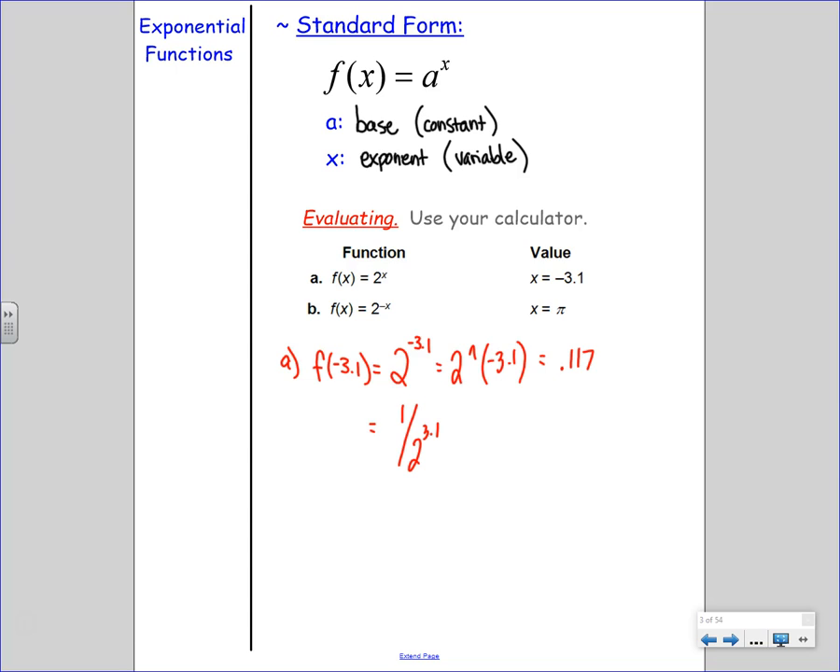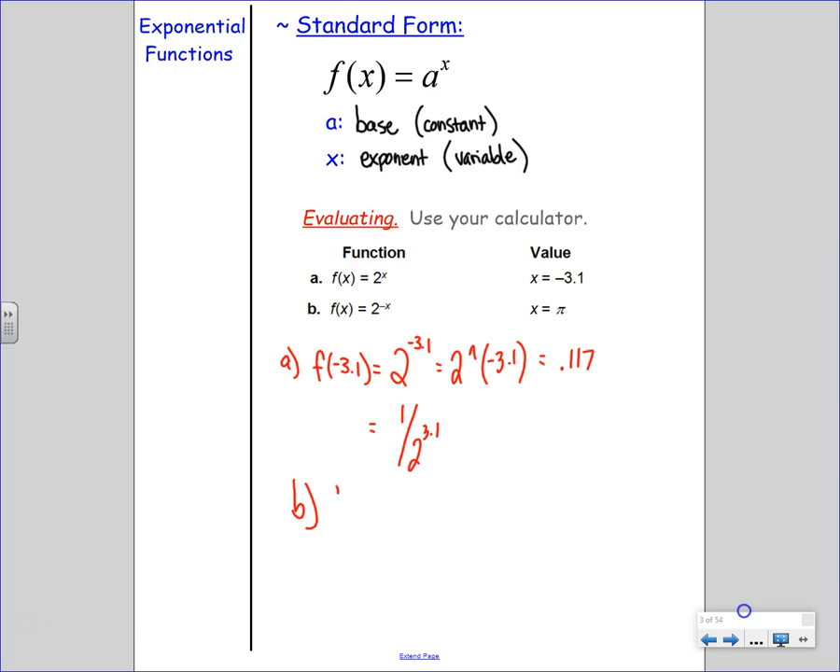8.574. Nice. So 2 to the power of 3.1 is 8 point something, a bigger number, except it's 1 over that, and so 1 over 8 point something, it's going to be a small number. 0.117. So when you have a negative exponent, it is going to be a small decimal.